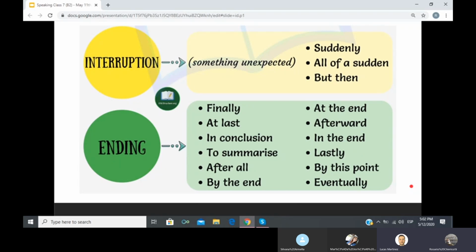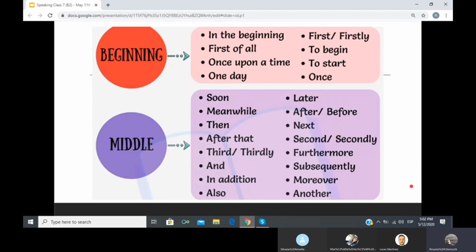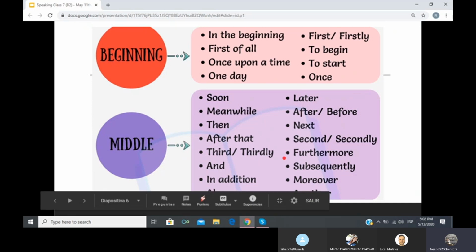Excellent. So these are a lot of connectors. If you have two, three of each type in your mind, you're going to feel like you have a richer vocabulary to speak.